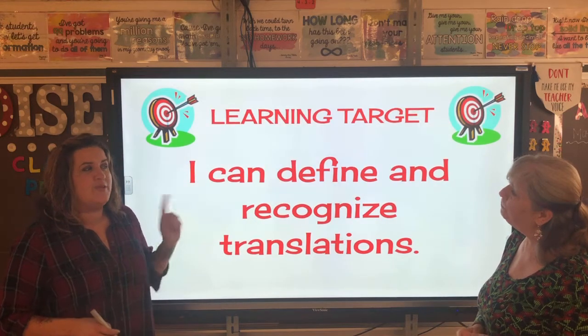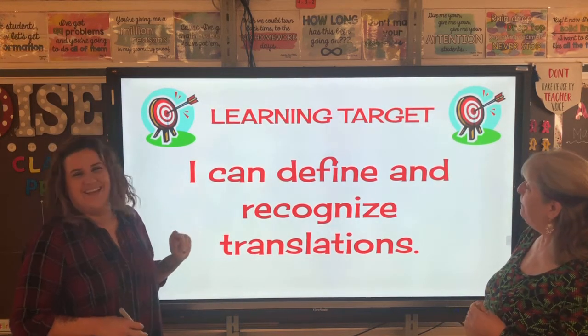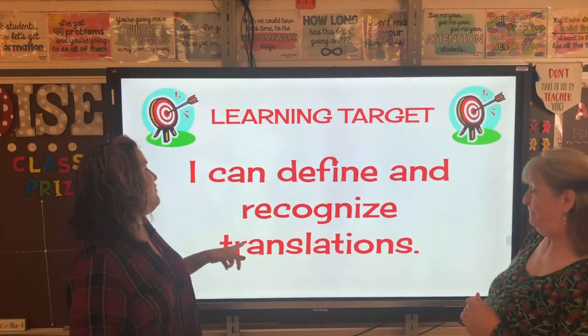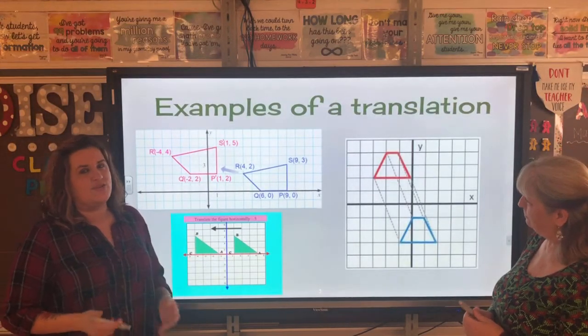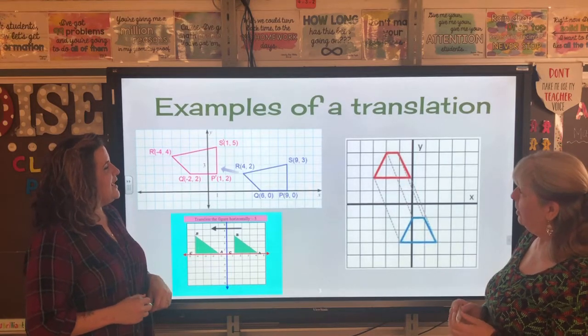Let's read this learning target real quick. I can define and recognize translations. All right, so let's look at examples of translations. Miss Lamb, you take the first one.